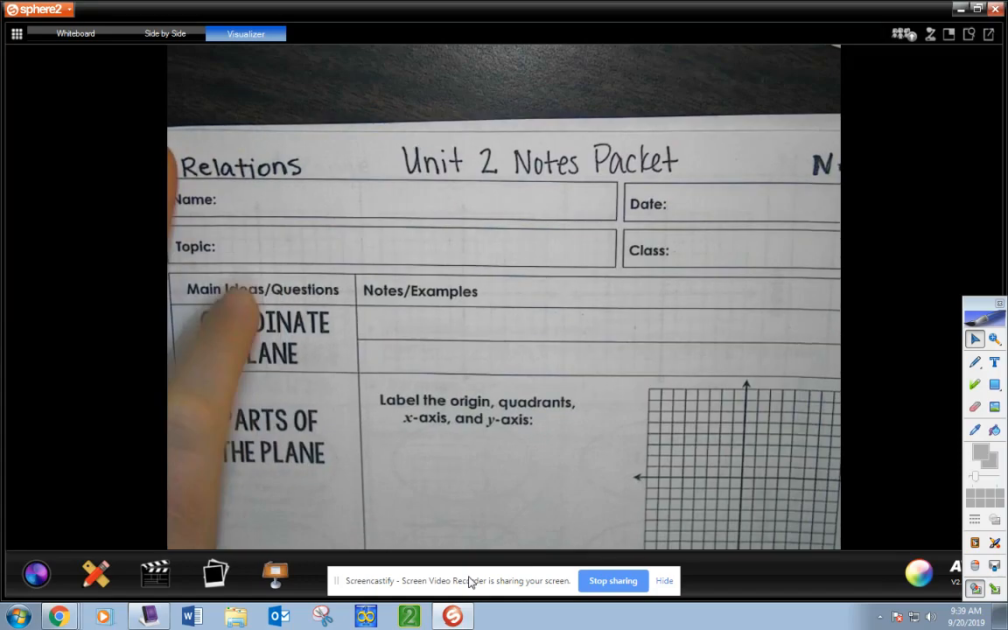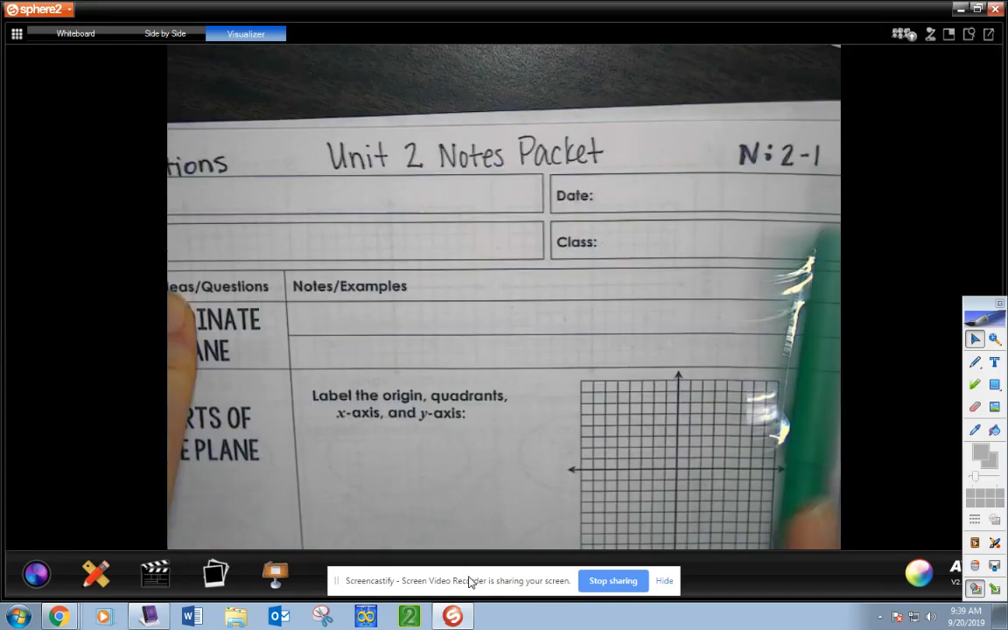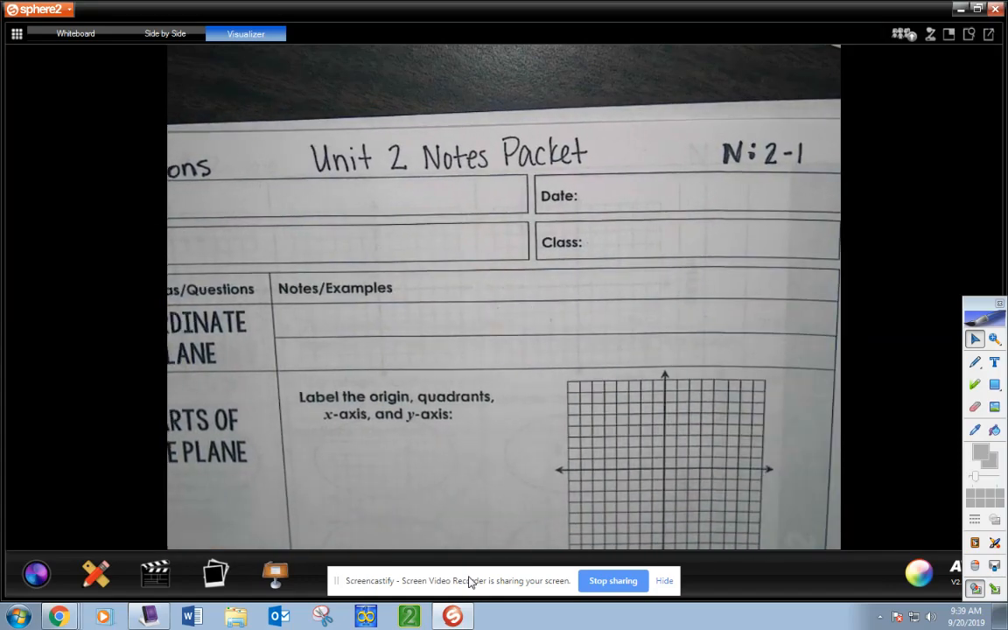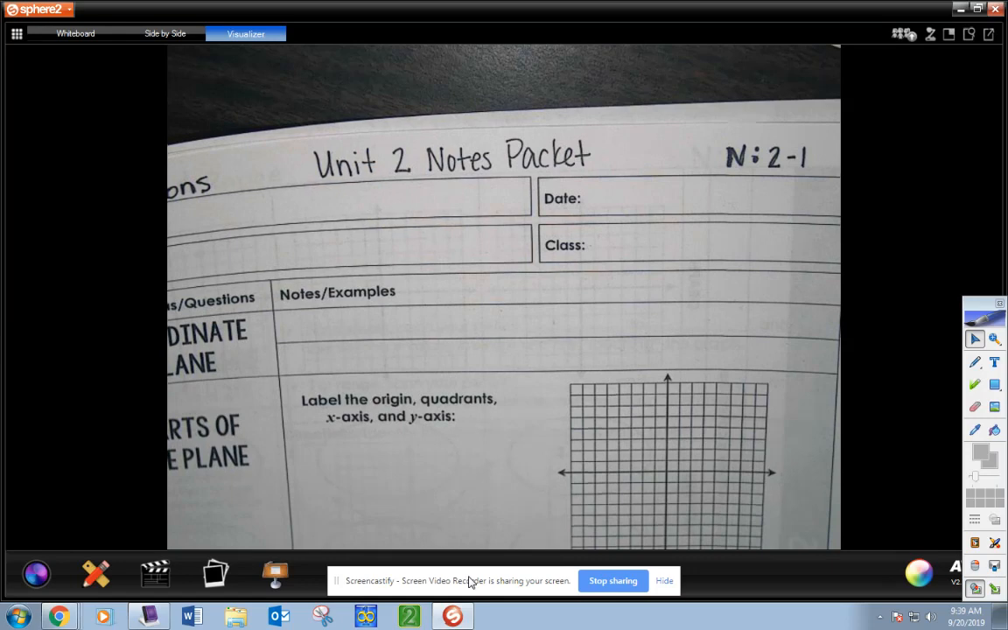Today we're starting Unit 2. Remember these note packets, you have to keep up with them for the whole unit. So keep it in your class folder. If you lose things, then you just keep it in your class folder. We're going to start on 2-1. We're going to talk about the coordinate plane. And here we go.